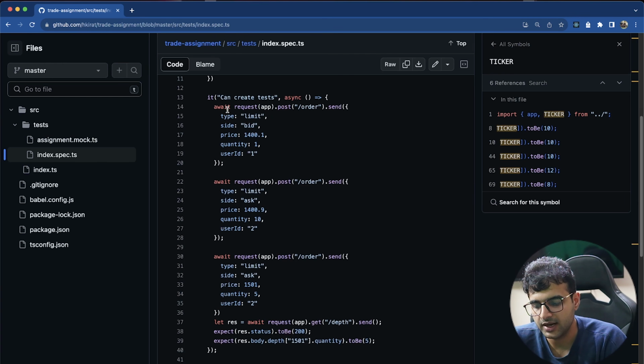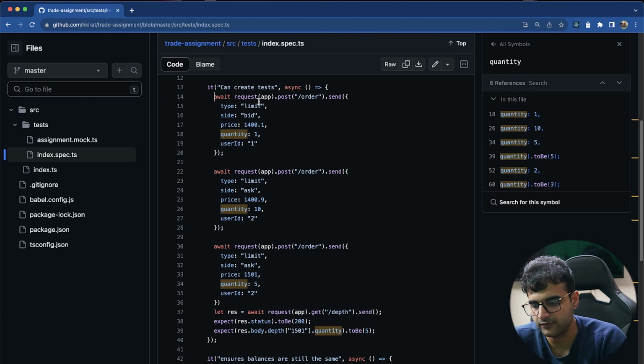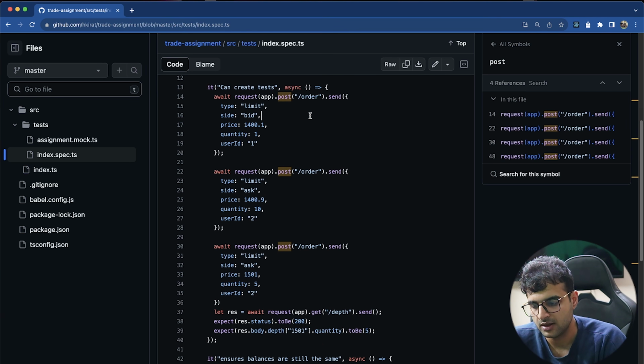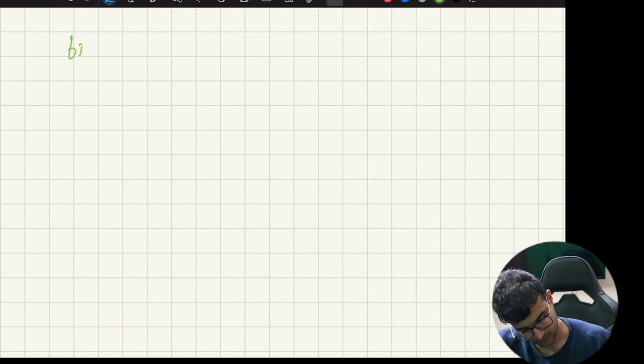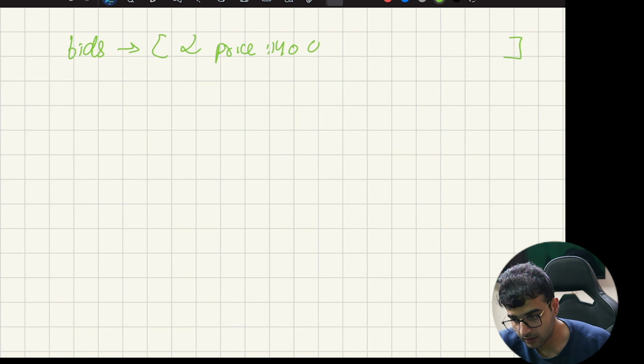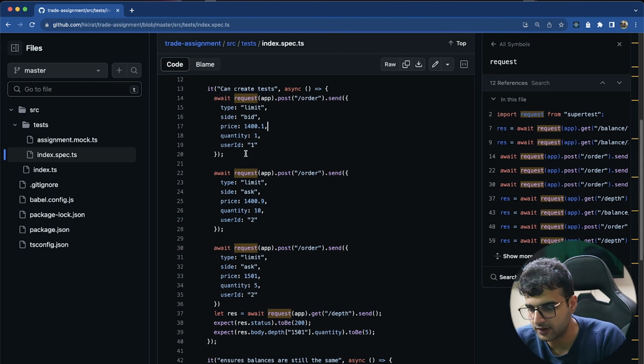Then we create some orders. They should say can create orders. And there we try to send a post request to /order. The first request that we send, let me also visualize this here. After the first request, the bids array looks something like this. Price 1400.1, quantity is 1, and user ID is 1. This is what bids looks like after this first request.